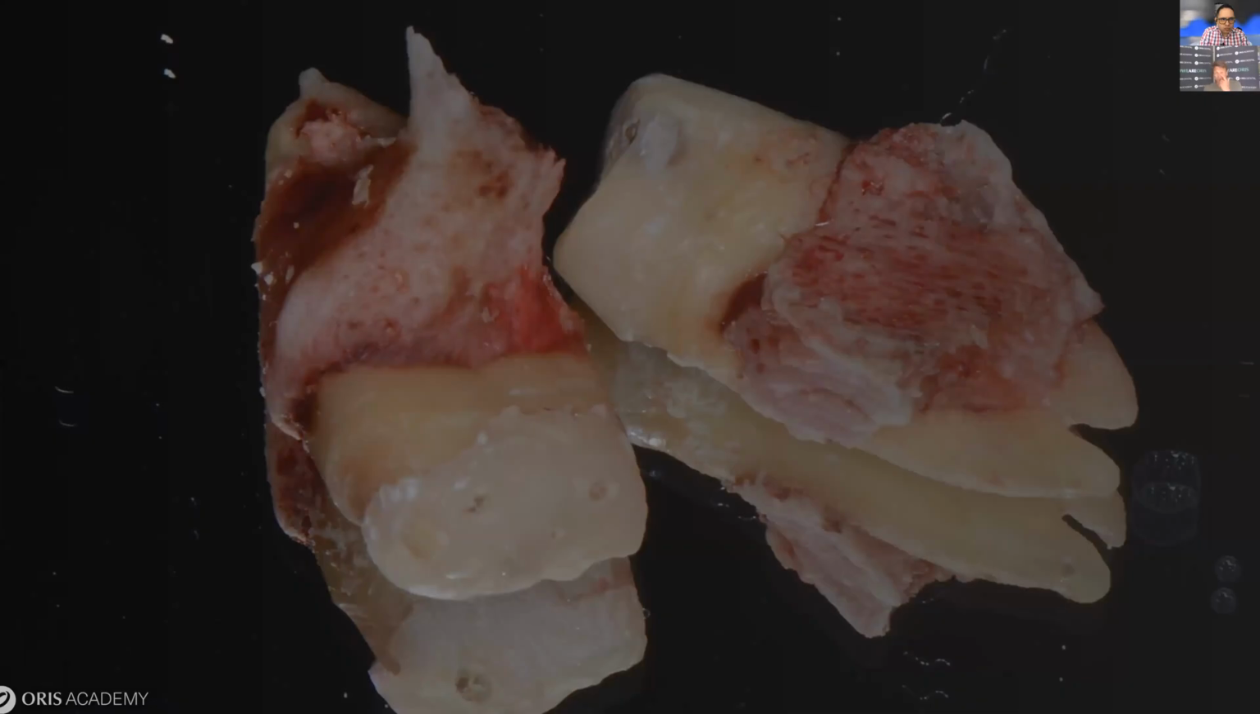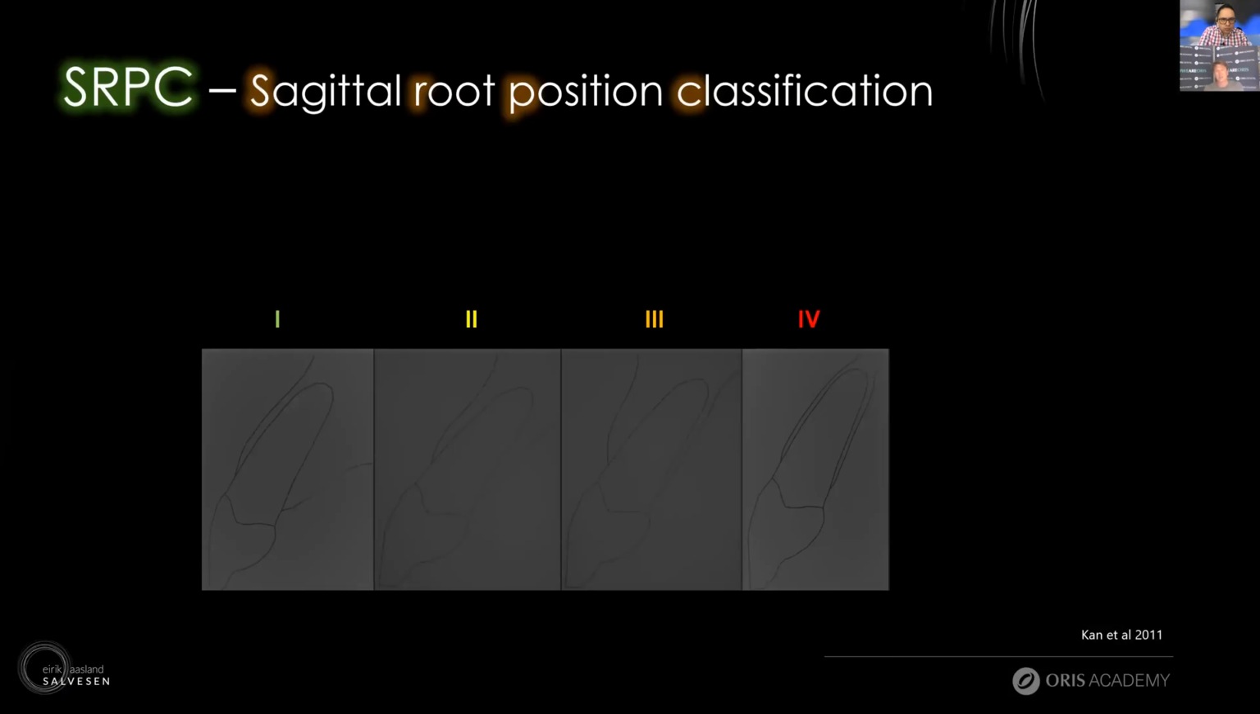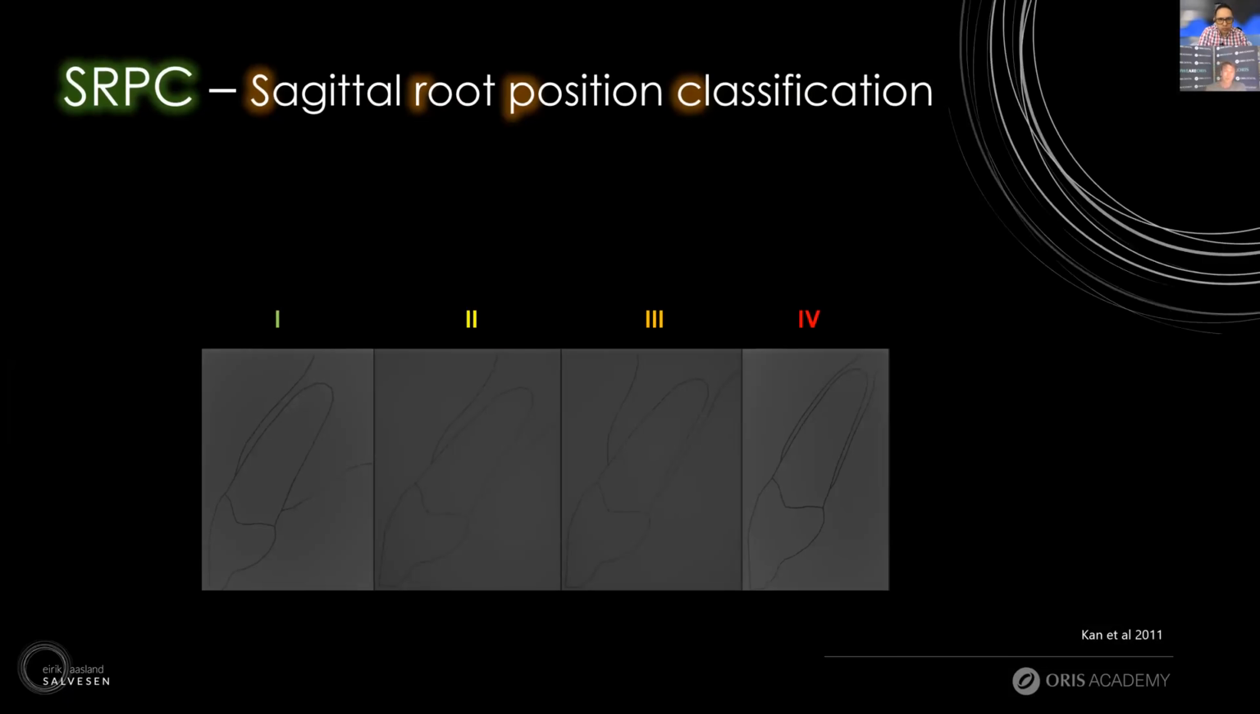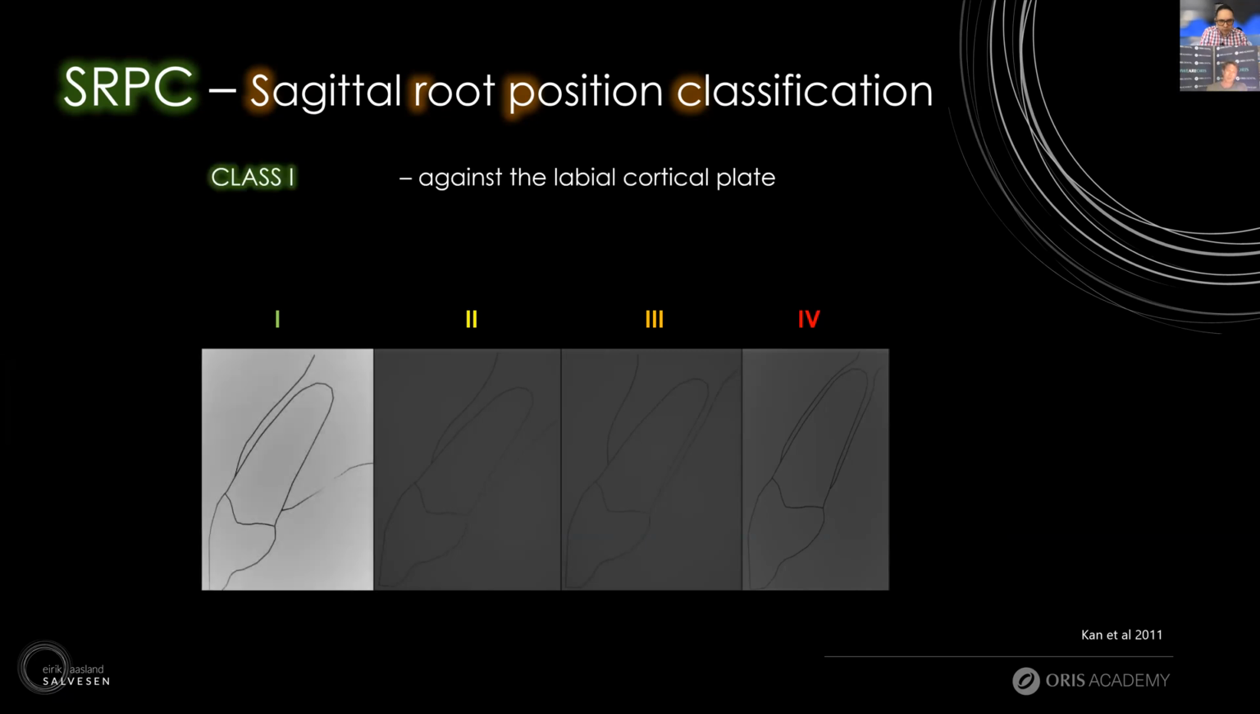I will also go into the sagittal root position classification, because this will help you decide when to work with immediate protocols and also how to apply this knowledge in the surgical procedure. Class 1, which is the most common one, means that we have the root towards the buccal plate. That leaves a lot of space in the palatal bone to place the implant, and that is extremely important.